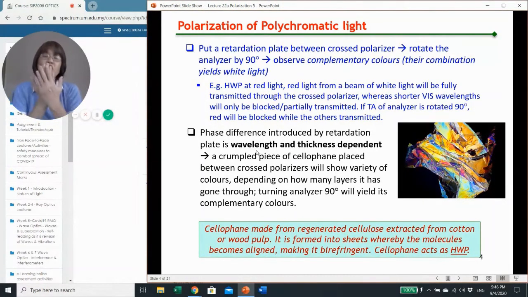Now, the phase difference introduced by this retardation plate is dependent on wavelength as well as the thickness of the retardation plate. For example, if you put a crumpled piece of cellophane tape between cross polarizers, you will see colors like that, because when you crumple it, there will be locations of different thicknesses. So that's why you see many colors: it is thickness dependent. And turning 90 degrees will give you the complementary colors. So it also depends on wavelength, as you can see.